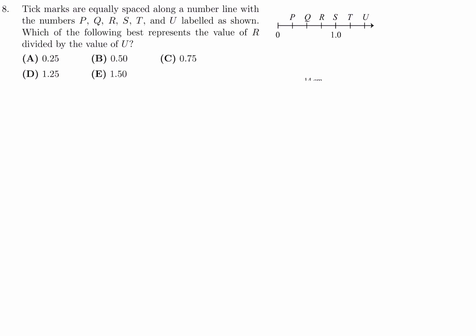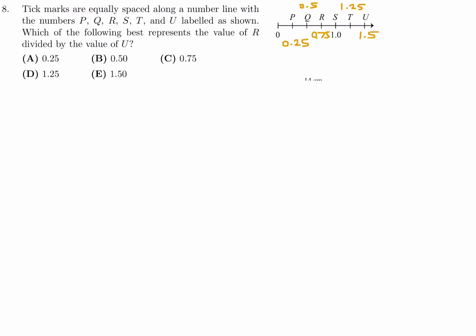Tick marks are equally spaced along a number line with the numbers P, Q, R, S, T, U labeled as shown. Which of the following represents the value of R divided by the value of U? Well, if they're equal, then that means you have 1, 2, 3, 4. 1 divided by 4 is the distance between each of those tick marks, so that's 0.25. So P would be 0.25, Q would be 0.5, R would be 0.75, and then T would be 1.25, and finally U would be 1.5.